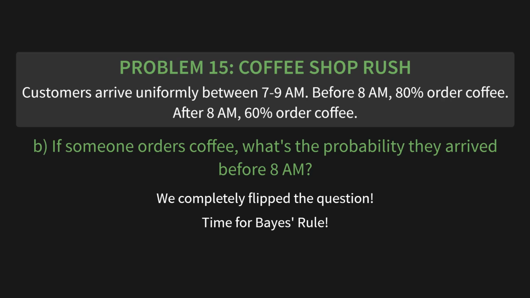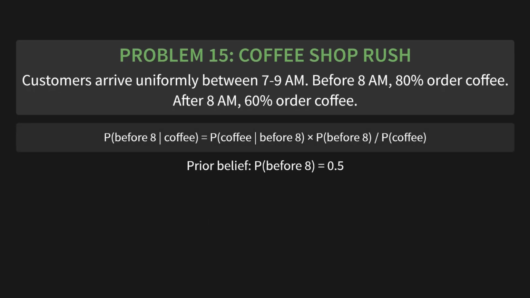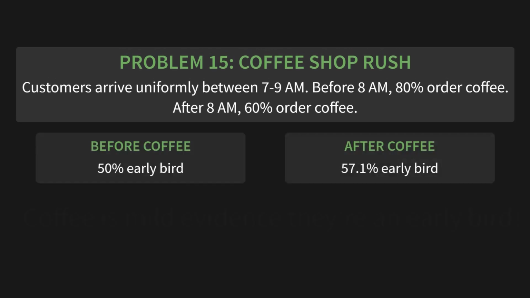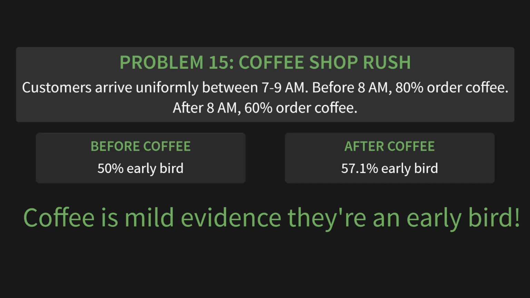Before we see any order, there's a 50-50 chance someone arrived early. But coffee is more popular with early birds, 80% versus 60%. When we crunch the numbers with Bayes' rule, that coffee order bumps the probability up to 57%. The coffee order is evidence. Not super strong evidence, but evidence nonetheless that they're an early customer.